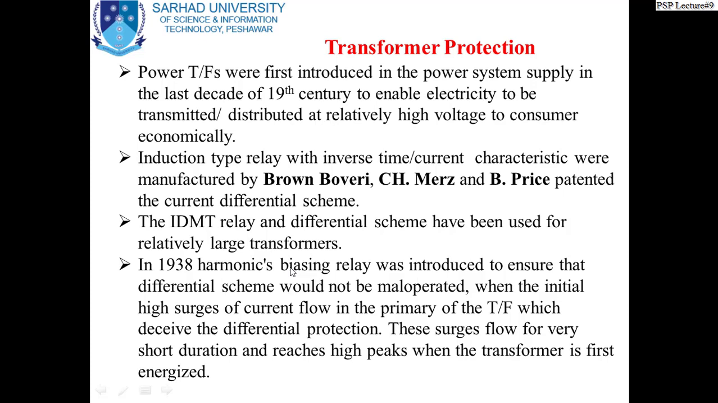In 1938, the harmonic bias relay was introduced to ensure that the differential scheme would not maloperate when the initial high surges of current flow in the primary of the transformer which has the differential protection. These surges flow for a very short duration and reach high peaks when the transformer is first energized.